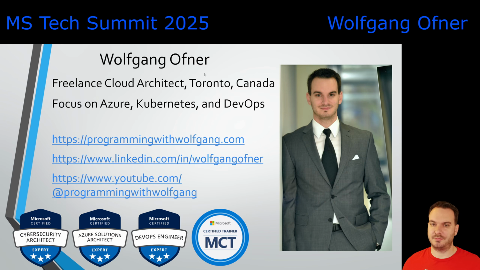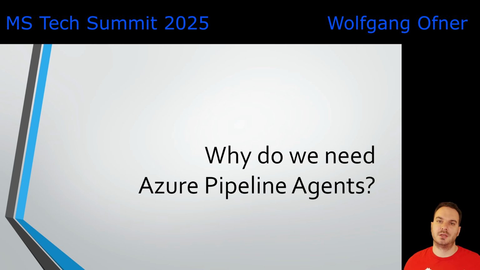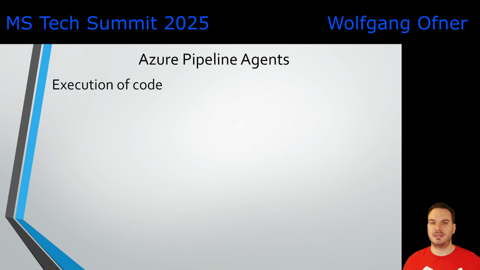Now let's get started with Azure DevOps. So the first question is why we need an agent in Azure DevOps and what this agent can do for us. The main reason why we have an agent is we want to have a piece of software that can execute code. This could be the same steps you do on your build machine. For example, build a project, execute unit tests, and so on.